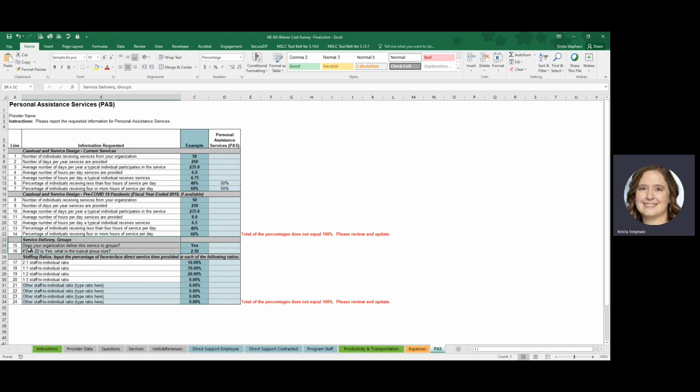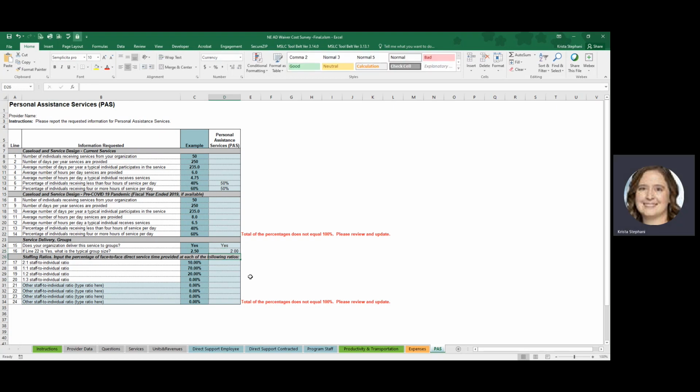The next section is asking if you provide this service in a group setting. And what we mean by a group setting is there's more than one individual or participant that's receiving services at the same time as another by the same direct support professional. If the answer to that is yes, then you will select yes from this drop-down list. And then you will provide us with information on what is your typical group size. So normally, do you provide services with 2 participants to 1 direct support professional? If that is the case, then you would say 2.